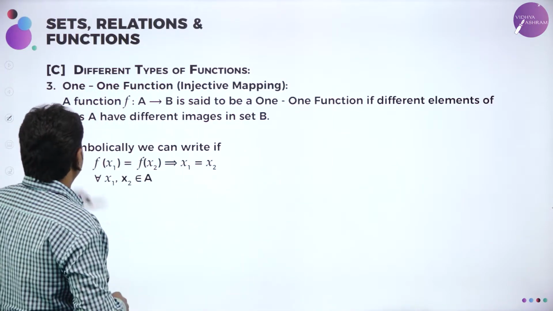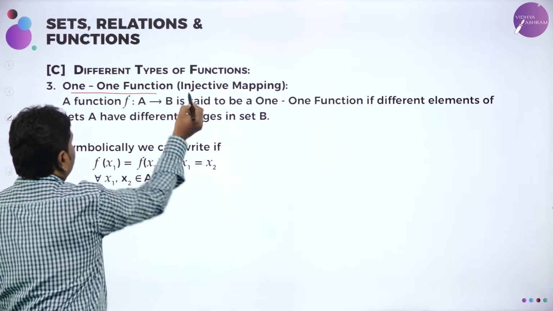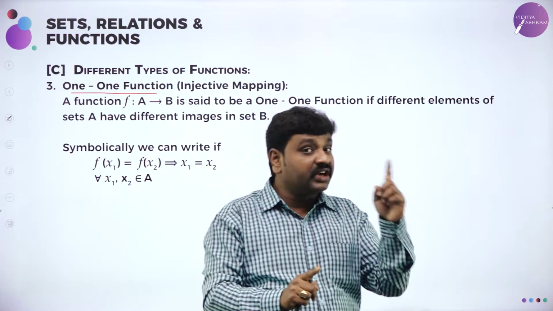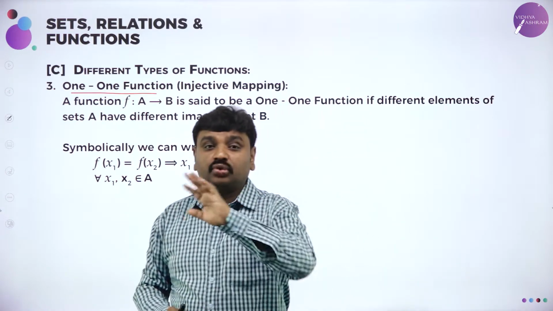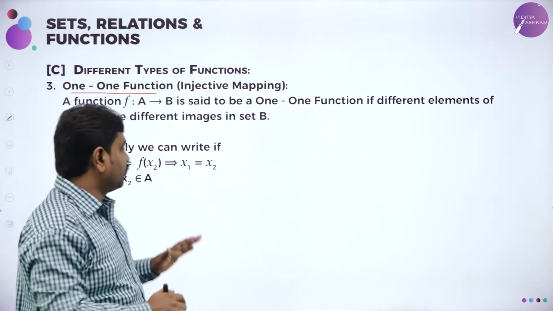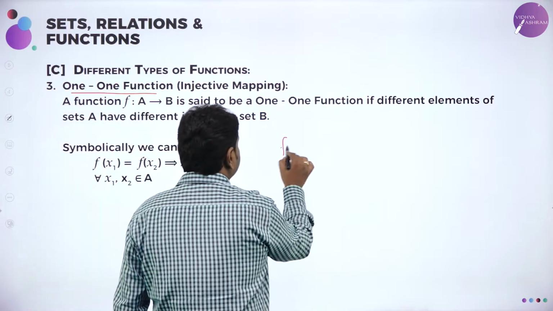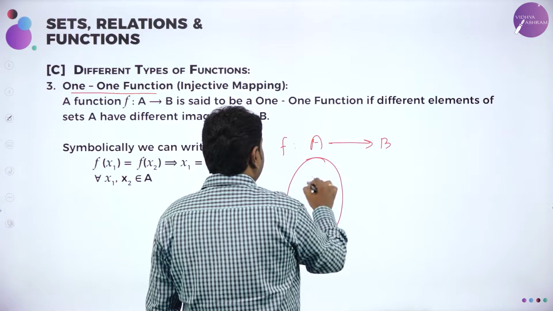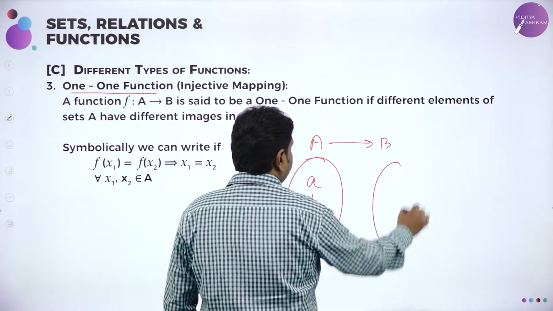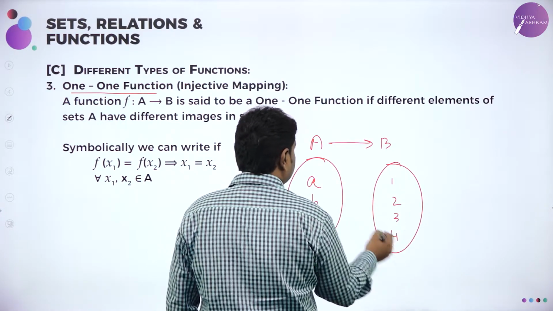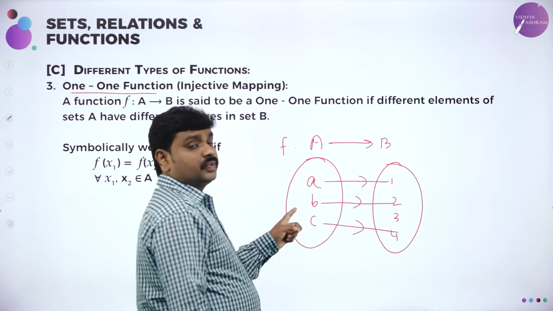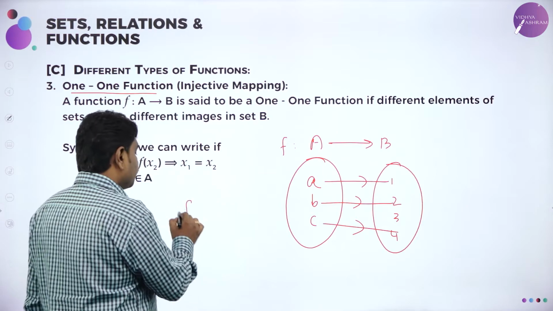Now, one to one, very important. A one to one function means different elements in domain should have different images. Means two elements should not have the same image. For example, if I write like this, F maps A to B, I have A, B, C, I have 1, 2, 3, 4. A maps to 1, B maps to 2, C maps to 4. Please observe, here image of A is what?